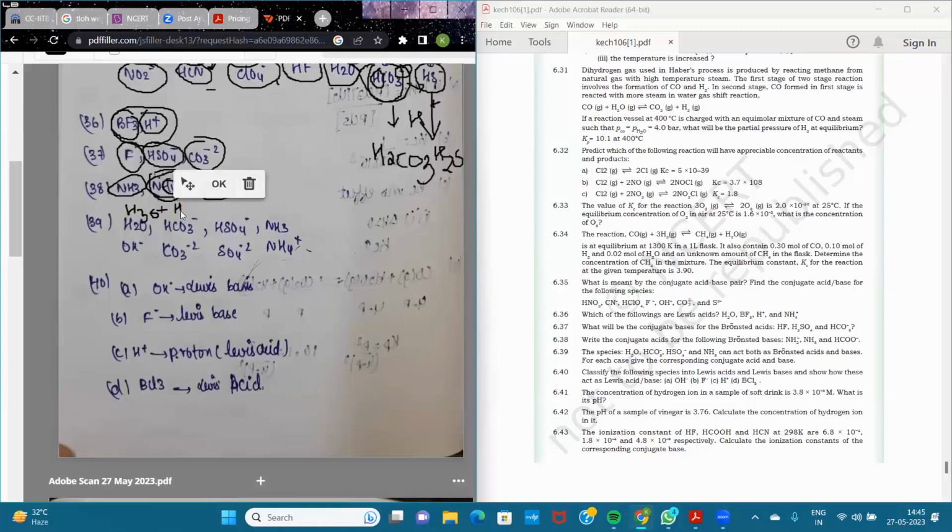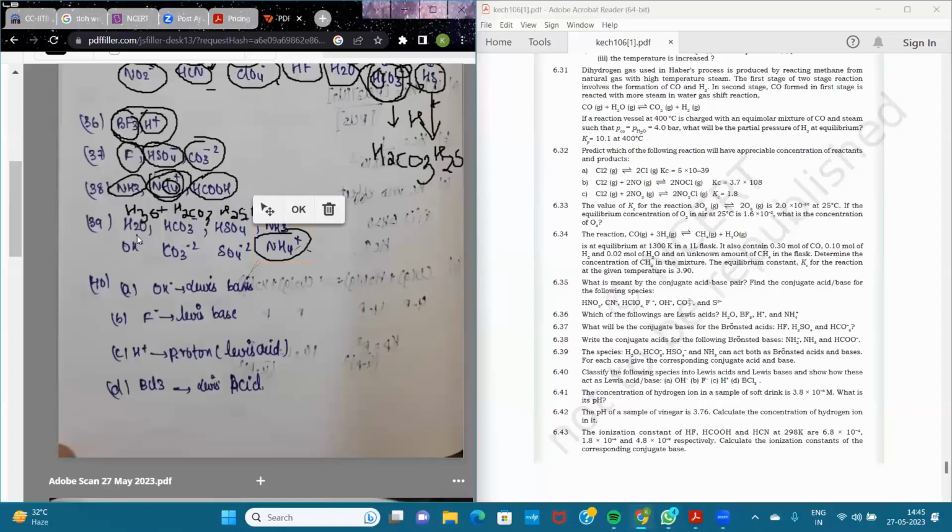If we add H plus to HCO3 minus, we'll get the conjugate acid H2CO3. And if we add H plus to HSO4 minus, we'll get the conjugate acid H2SO4. And for NH3, we'll get the conjugate acid NH4 plus.